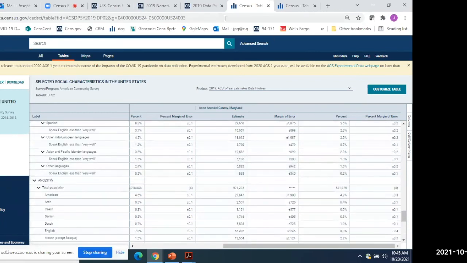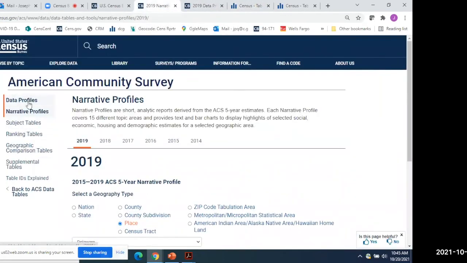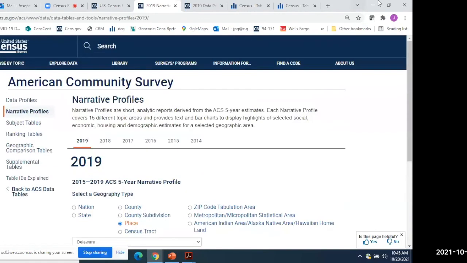So when I say narrative profiles, that page takes us here to get the narrative profile. But if you click up here, data profiles, you're also able to get those 4 data profiles that I just mentioned. So let me move on to another data tool now.